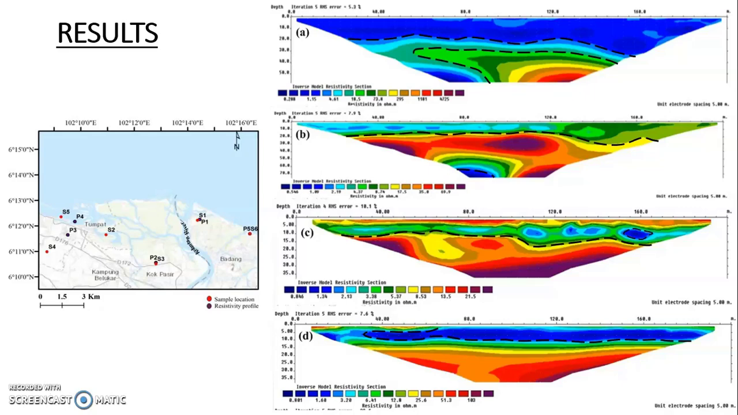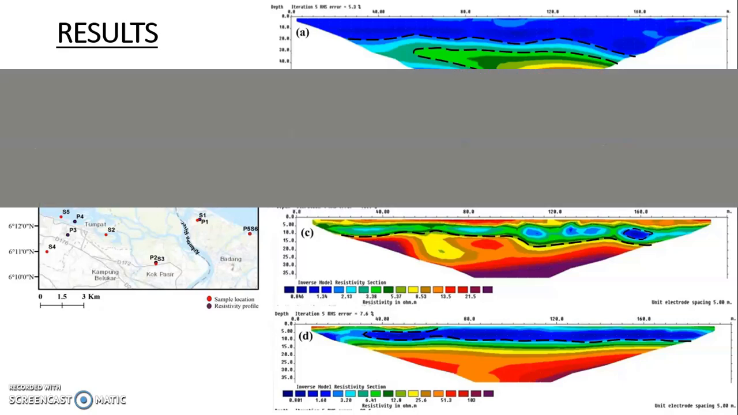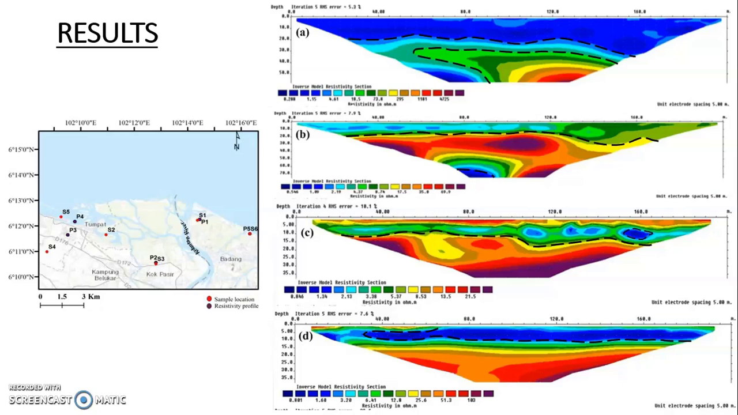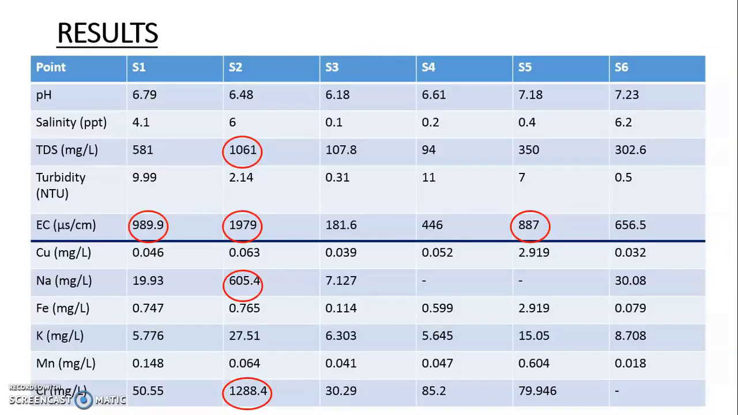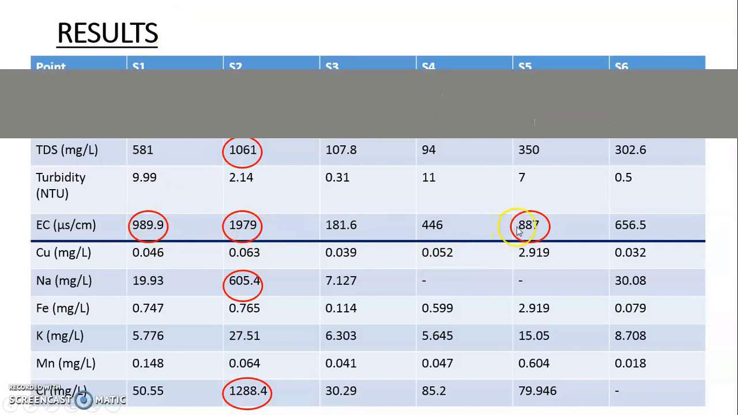These low resistivity values indicate that the ionic concentration in the water is high or increased. The more ions that are present, the higher the conductivity, or the lower the resistivity of the water. This indicates that the area is saline because salinity is a strong contributor to conductivity. These low resistivity zones also correspond with the in situ parameter readings. High electrical conductivity, EC, values were taken at sampling point number 1, which is near resistivity profile number 1, and sampling points number 2 and 5, with values of 989.9, 1979, and 887 microsiemens per centimeter respectively.